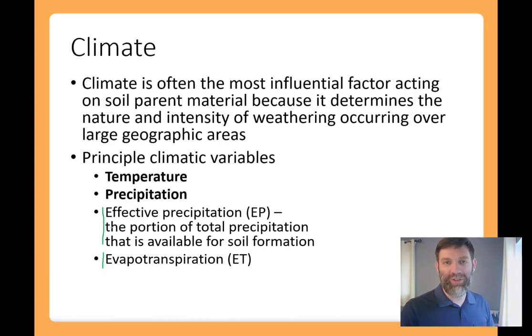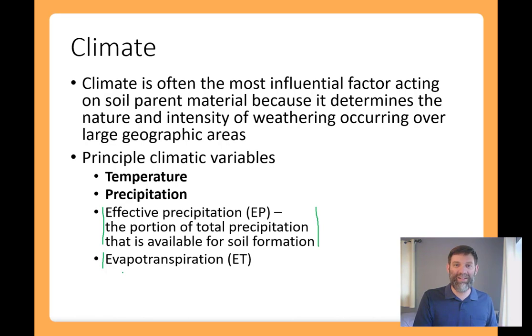Effective precipitation, we'll spend a little time getting into this, so don't worry if it's not quite clear just yet. But it's how much of the precipitation is actually available for soil formation. Just because we have 3 inches of rainfall doesn't mean all of that is going to work on the soil in the same way. So we'll look at those details. And then evapotranspiration. That has to do with the loss of water from the soil.